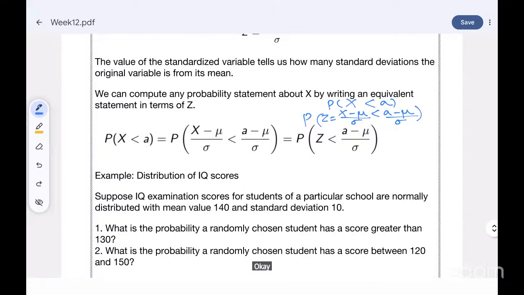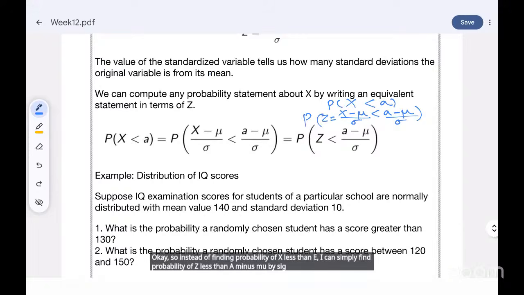So instead of finding the probability of X less than A, I can simply find the probability of Z less than (A minus mu) by sigma, because for finding that probability I can easily do it from the table. I have the standard normal table, the Z table. So from the Z table, I can easily find the probability.